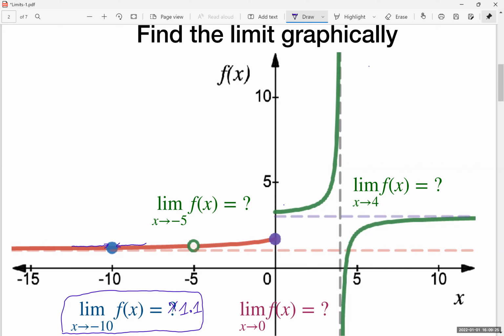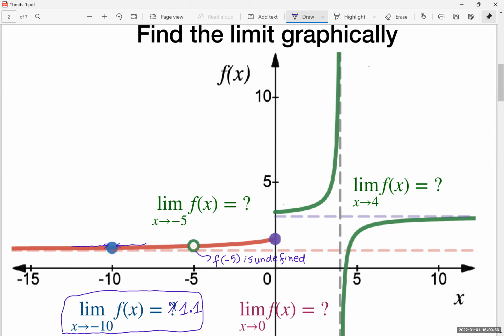All right, let's go to the point where x equals -5. At x equals -5, you have an open circle, the green open circle, which means the value of the function when x equals -5 is undefined. Okay, so f of -5 is undefined, so that's why you have this open circle.